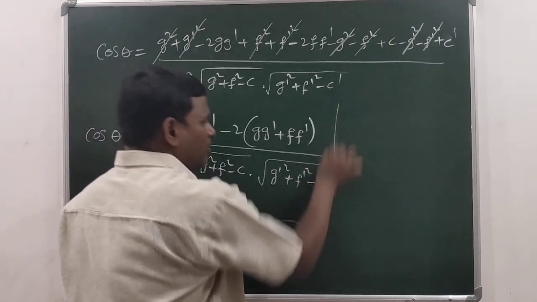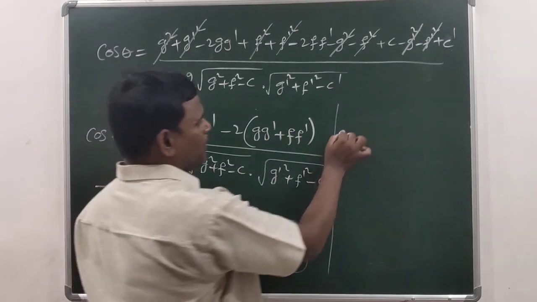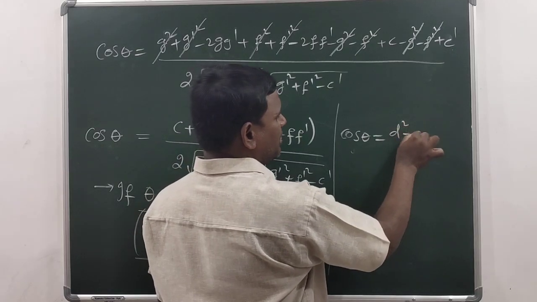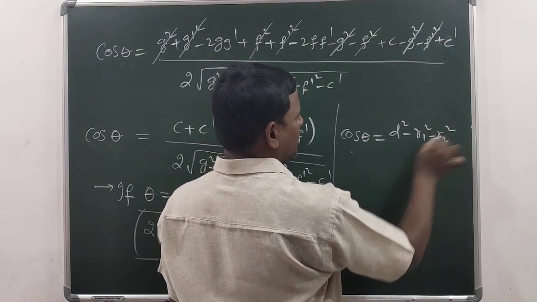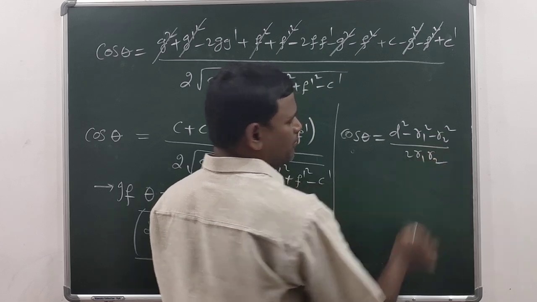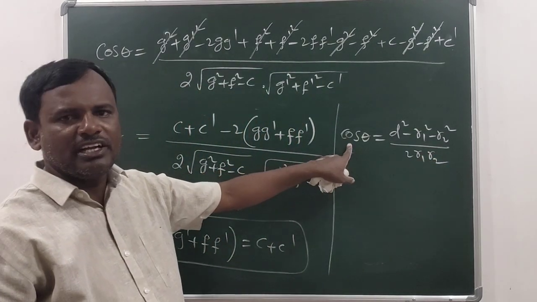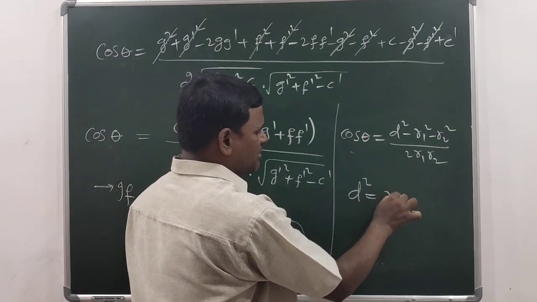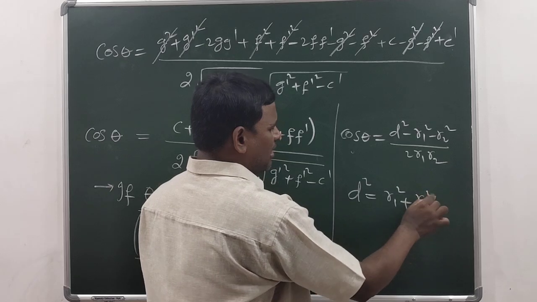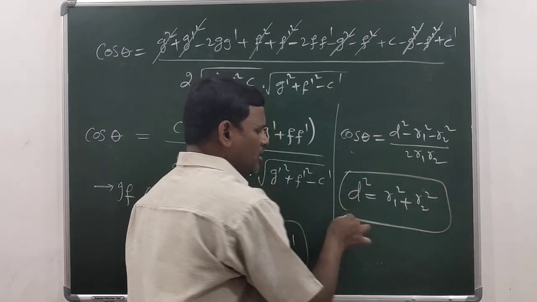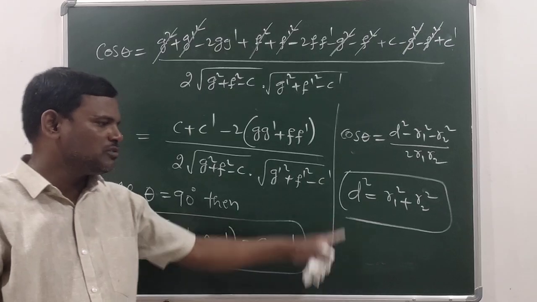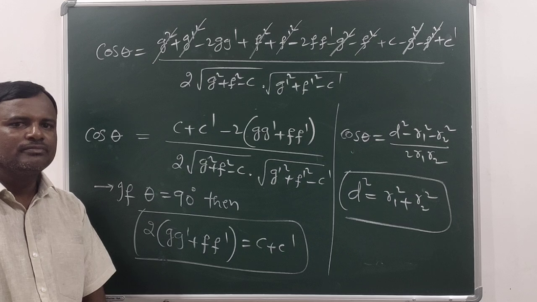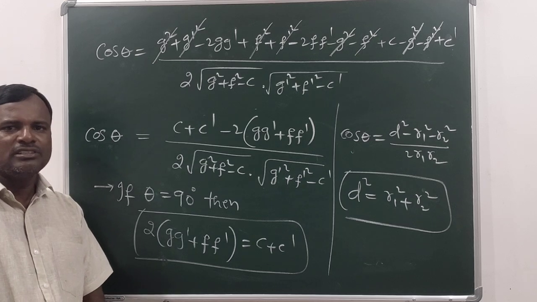From the previous formula, we read one more formula to find the angle between the circles. Cos theta is equal to d square minus r1 square minus r2 square by 2 r1 r2. If theta is 90, cos 90 is 0. Bring it to the left side and simplify. You will get d square equal to r1 square plus r2 square. So that is also one more relation for orthogonal circles. I hope you have understood this.